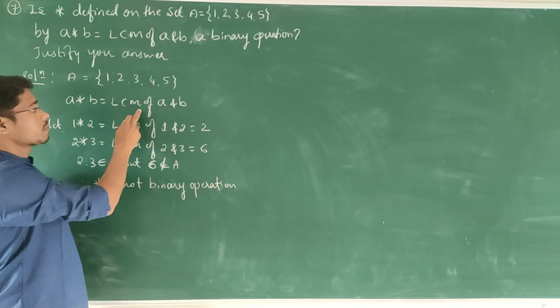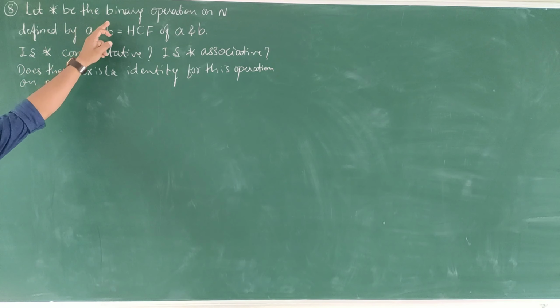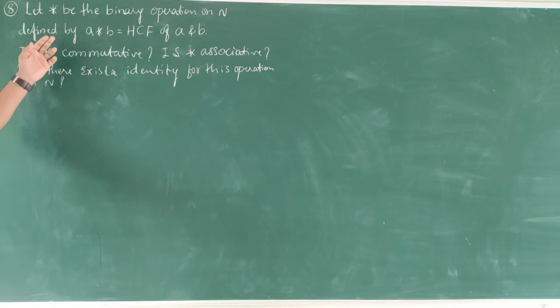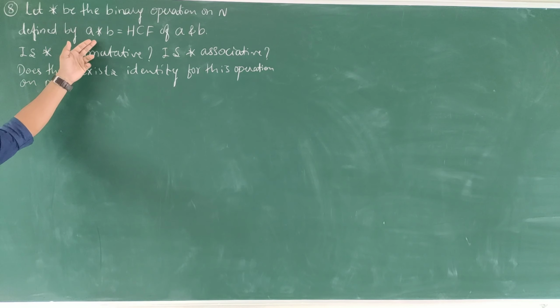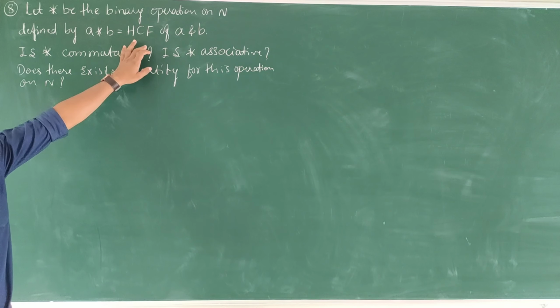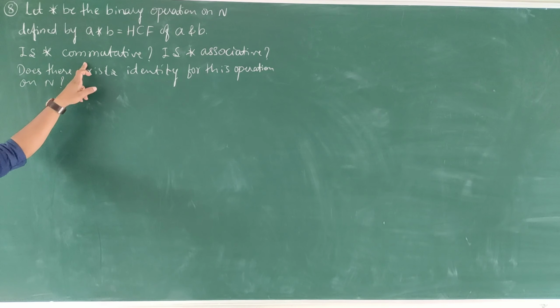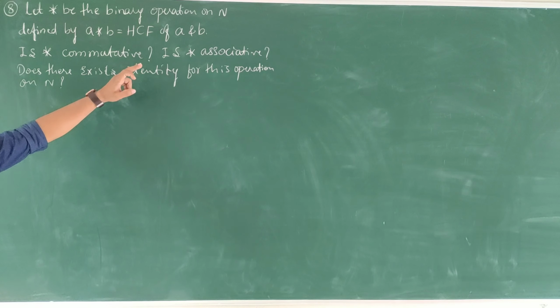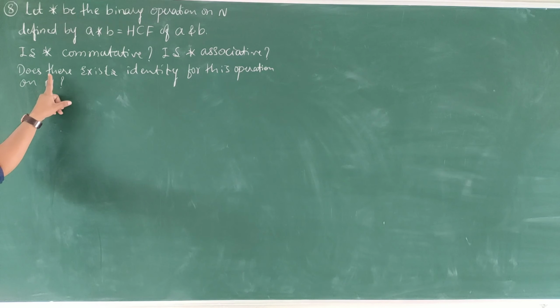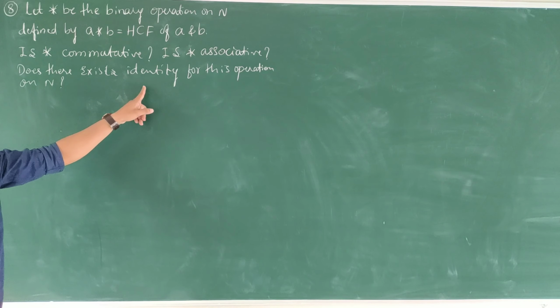Okay, question number 8. Let star be the binary operation on N defined by A star B equal to the HCF of A and B, the highest common factor of A and B. Is star commutative? Is star associative? Does there exist an identity for this operation on N?